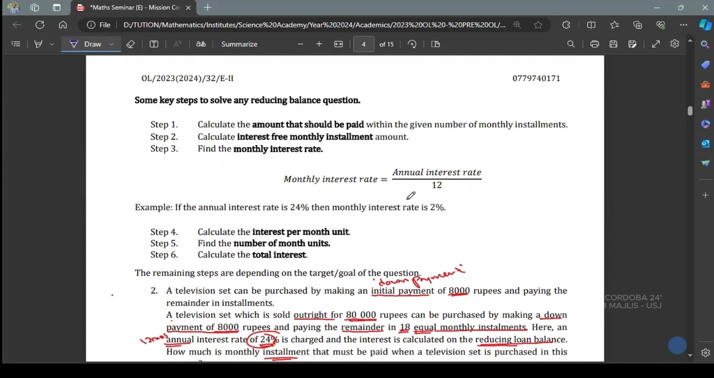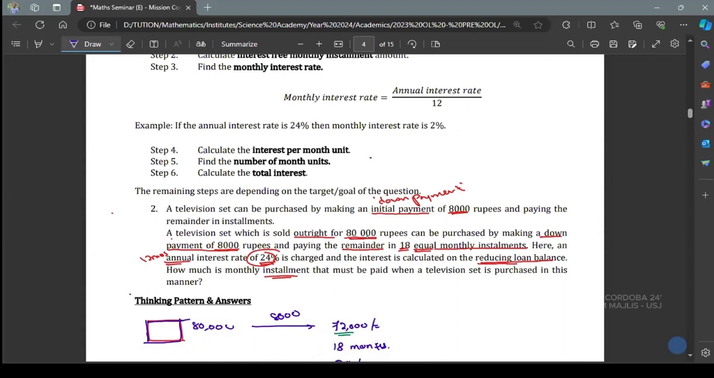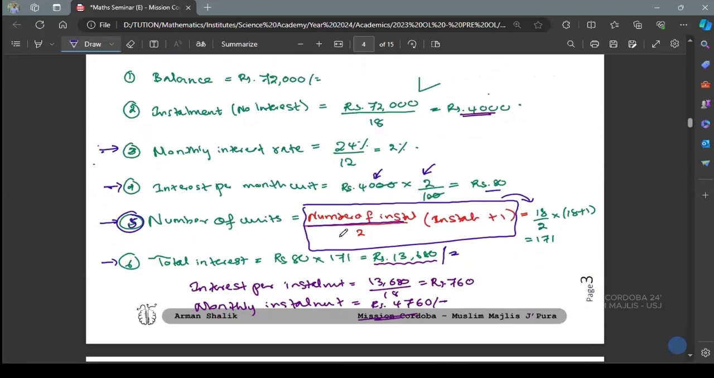Sorry, I forgot to type the formula. I will give you the formula now. Number of month units equals number of installments divided by 2 times number of installments plus 1. What is this n? n equals the number of installments. They will give you within 12 equal monthly installments, with 10 equal monthly installments, with 18 equal monthly installments. They will tell you this number of installments is n. So this is the formula to calculate number of month units. So that's what I have done, what I have written here.